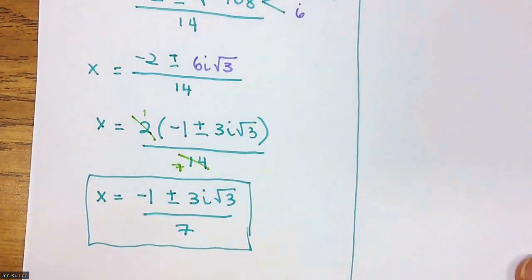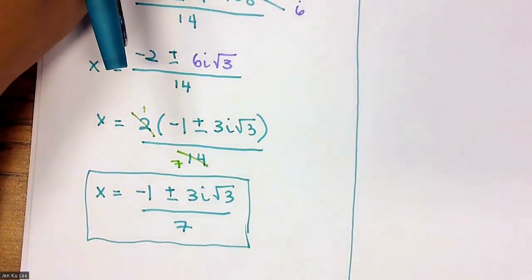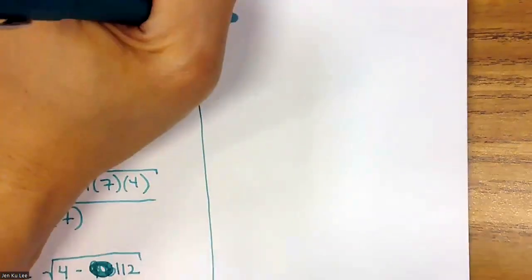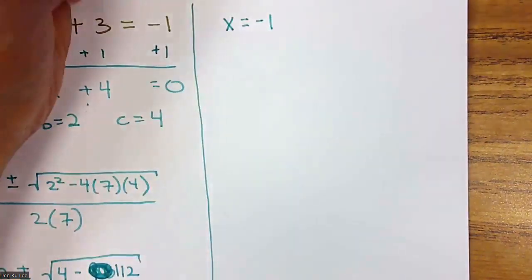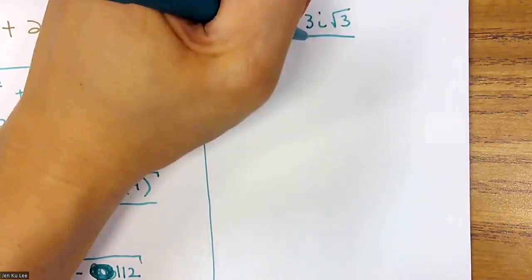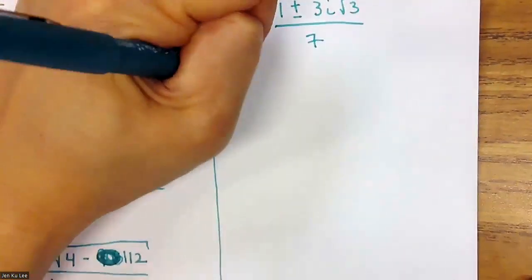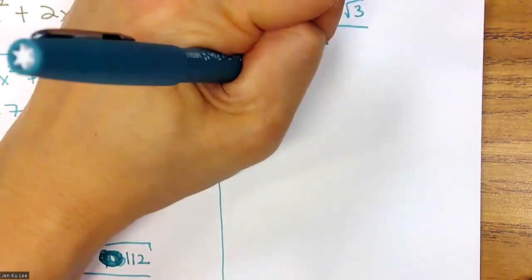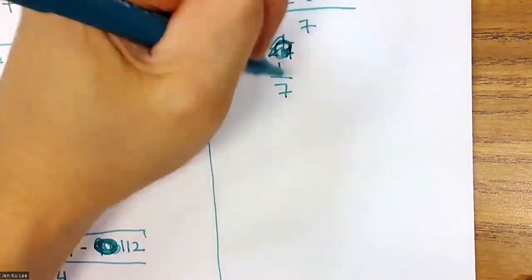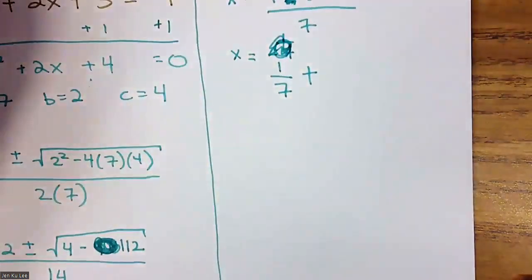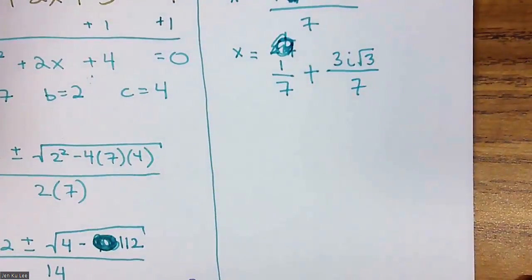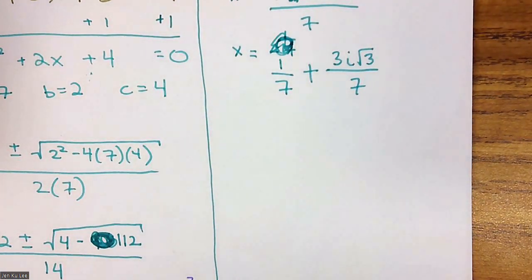And I need to check my answers. So I'm going to just take one of them. Because if one of them works, both of them would work. Okay? So I'm going to take x equals -1 plus or minus 3i square root of 3 over 7. And to make life a little easier, I'm going to distribute out that 7, essentially, by 1 over 7 plus, well, I put the plus and the minus, 3i square root of 3 over 7. Okay, I'm going to split it up like that.